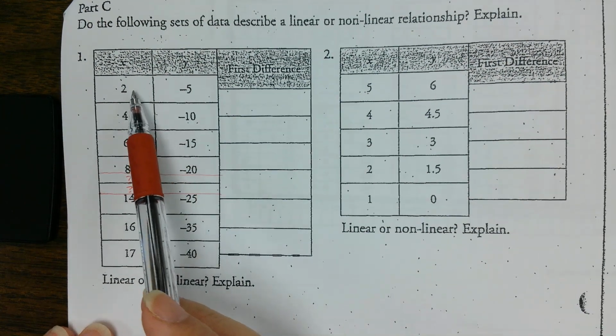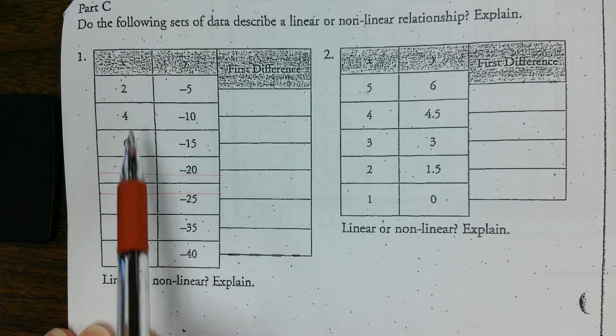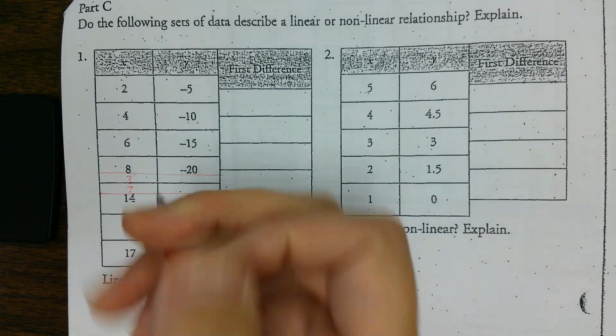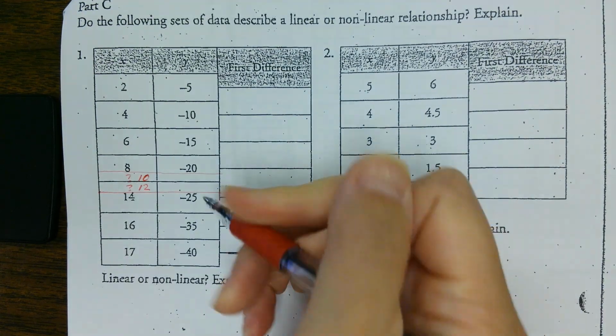Okay, so the first thing you have to check before jumping into first difference is your x values. Notice it goes 2, 4, 6, 8, and then jumps all the way to 14. That means this should have been row 10 and then row 12.